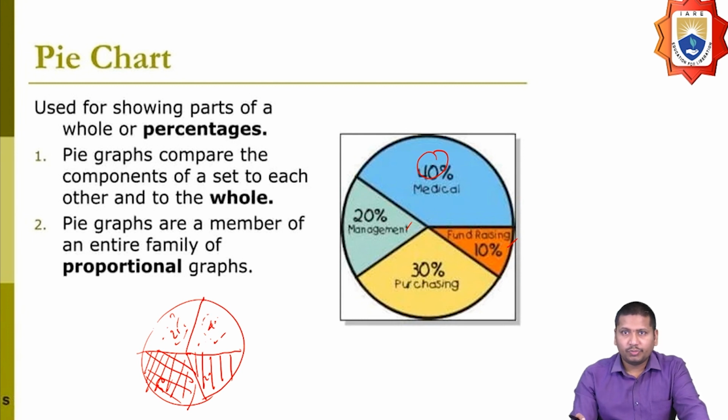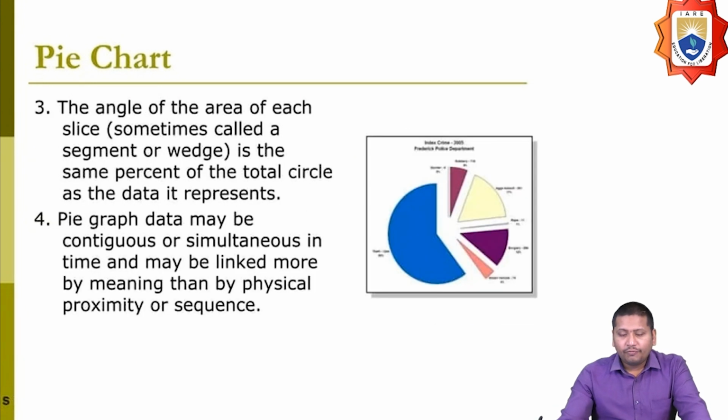Suppose I'm going to show it in percentage form, then it should be like this. The angle or area of each slice, what we call a segment or wedge, is the percentage of the total circle that the data represents, and the pie graph data may be contiguous or simultaneous in time, linked more by meaning than by physical proximity or the sequence.